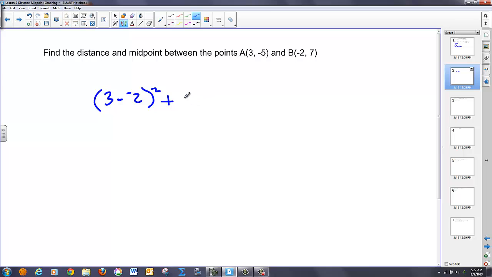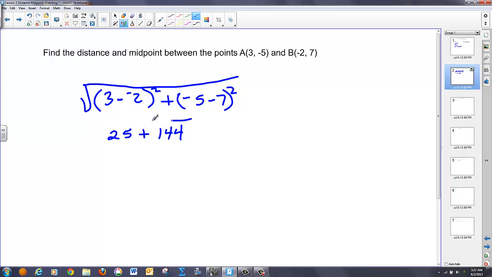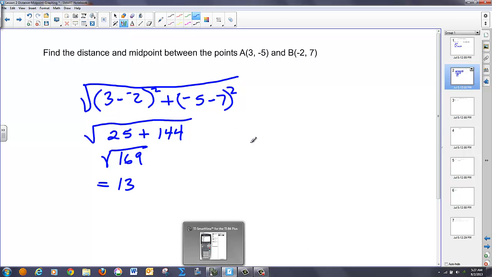Add that to negative 5 minus 7. We're going to square that. This gives us 25. This gives us 144. So we have a total of 169, which happens to be a perfect square, or 13. So there's our distance. If I want to find the midpoint, again, I'm just going to take the average of those.